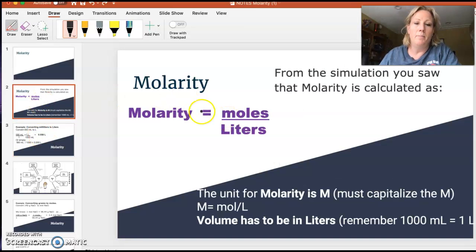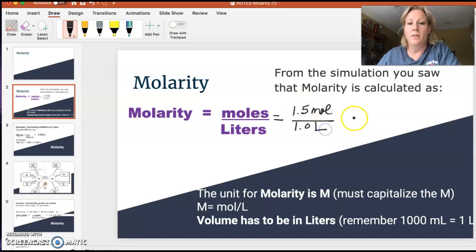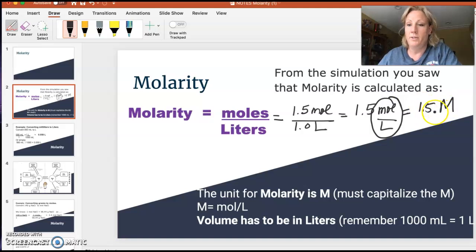So in molarity, the unit is big M. So let me just show you. If I were to do this calculation, and let's say I have 1.5 moles in 1 liter, then when I divide that, my molarity would be 1.5 mole per liter. The units don't cancel. And then we use the capital letter big M to be the unit for molarity. So it's a little weird.